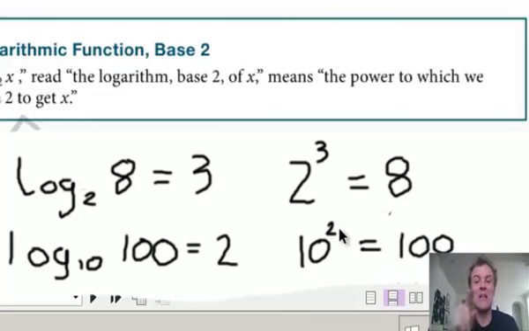So just watch that black arrow. It's like back and forth. You've got to get used to that, because when you change from one form to the other, you have to understand where those numbers go.